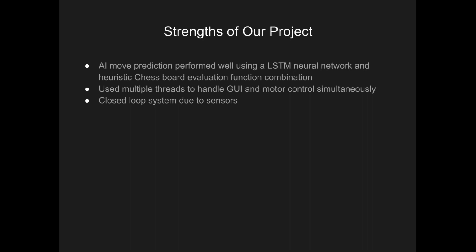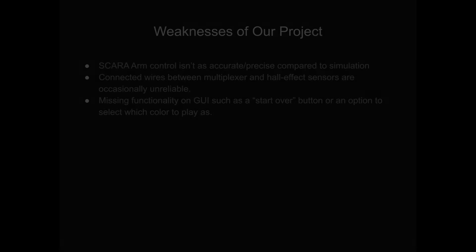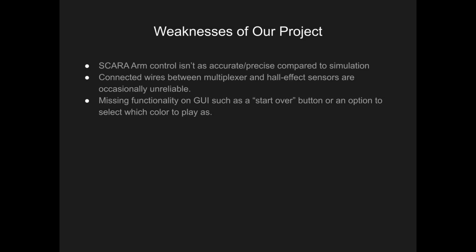Now Landon will talk about some of the weaknesses of the project. For the weaknesses of our project, the SCARA arm that we built wasn't as accurate or precise as it was in the simulation code, mainly because mapping the simulated coordinates to the physical board took a lot of trial and error and hasn't been perfected completely yet.